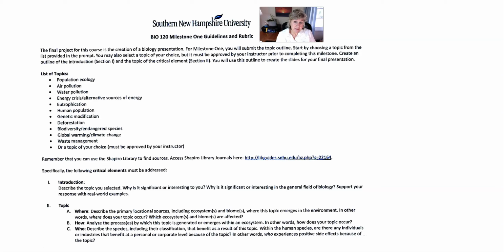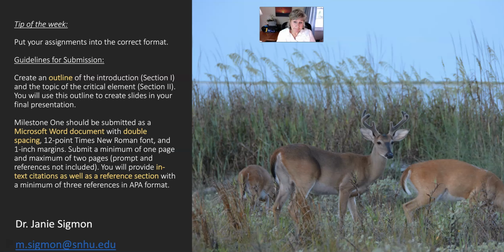Who are the species that benefit from this particular topic? If you're talking about eutrophication, well, the algae definitely benefit from eutrophication. Do the fish? No. Do human beings? Yes, because we put fertilizer in the runoff. We don't care about it. We just let it dump into the ocean or into the rivers, lakes, ponds, wherever. And so human beings benefit. Okay, so this is the type of thing that you're going to be doing for this week for milestone 1.